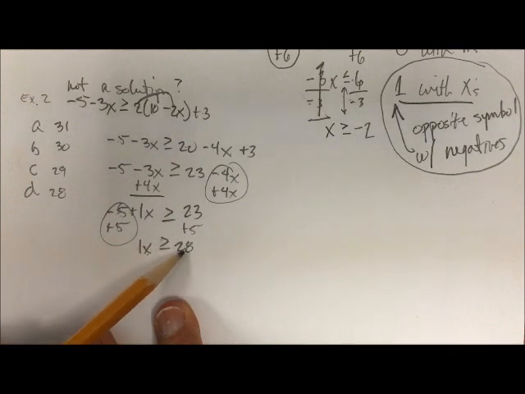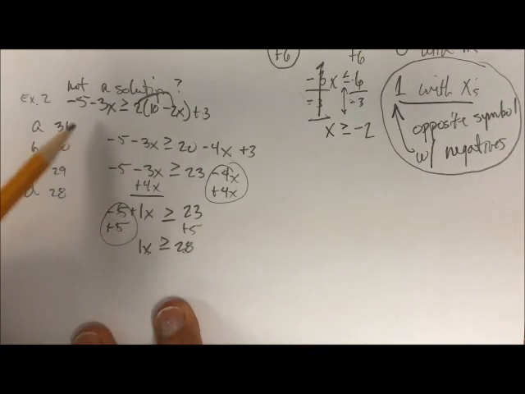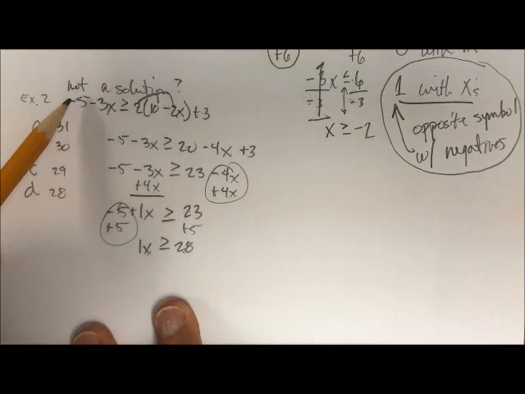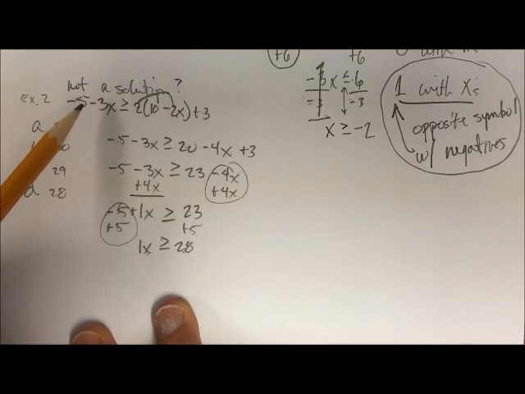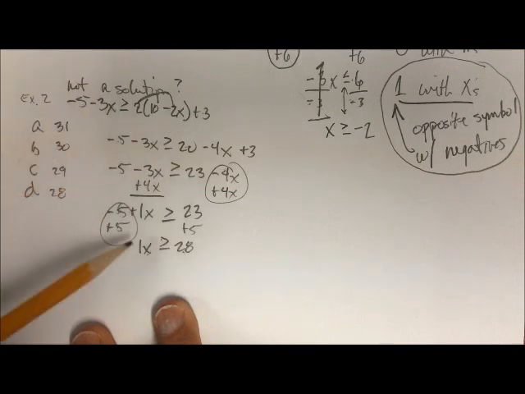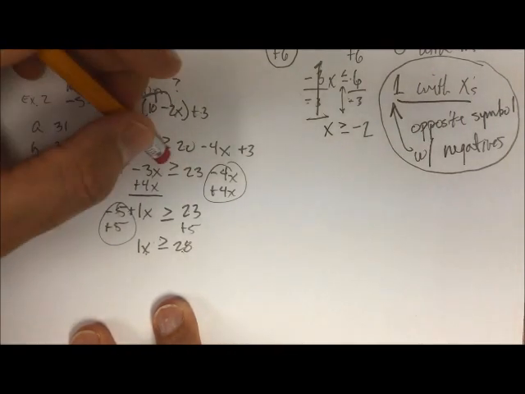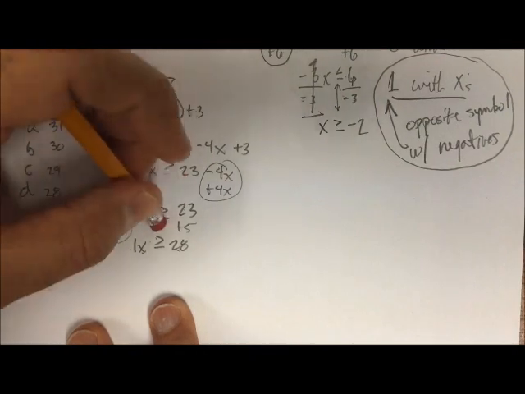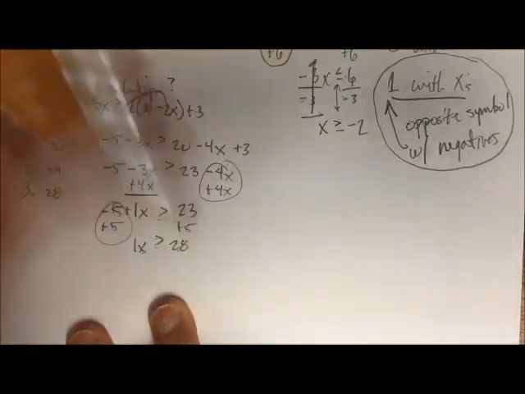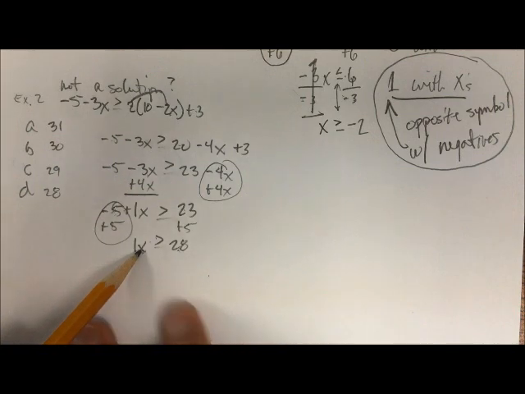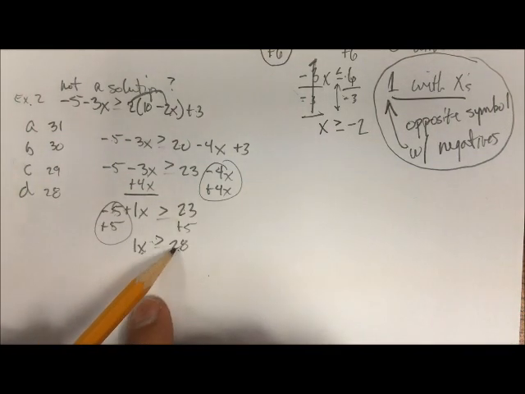The answer is x is greater than or equal to 28. Well, what's my answer here? It says which one of these... did I write that incorrectly? I think I did write that incorrectly. I apologize. I wrote my problem incorrectly. What it should be is there should not be an equal to right here. I apologize for my mistake. So we need to just change that symbol to greater than and not greater than or equal to. So x is greater than 28.